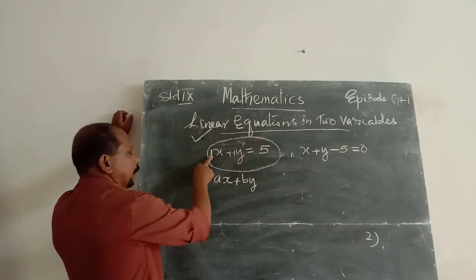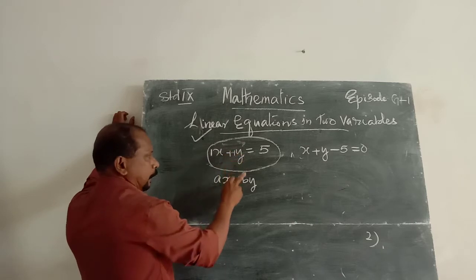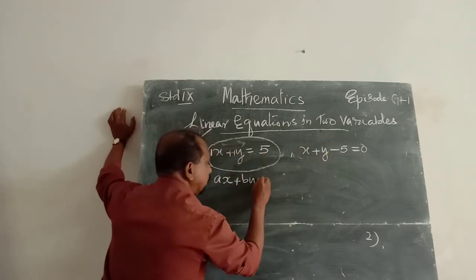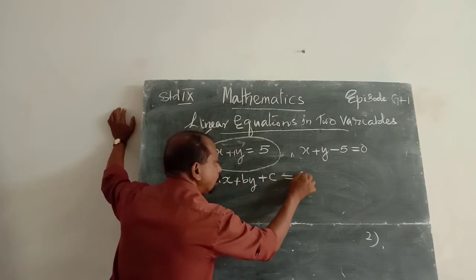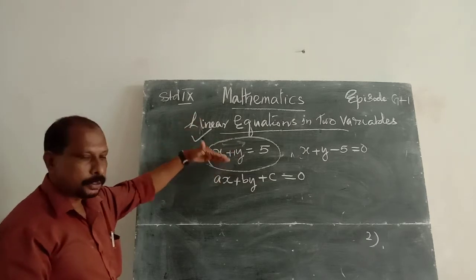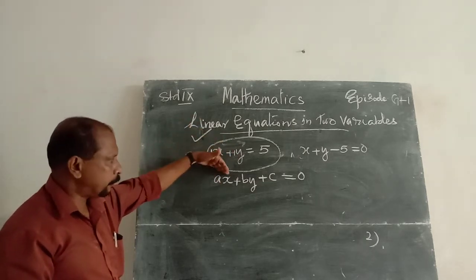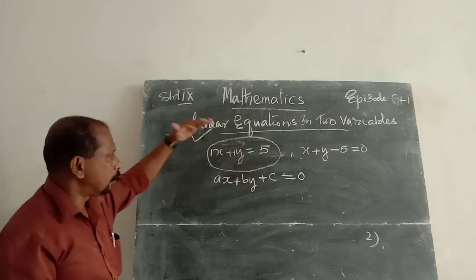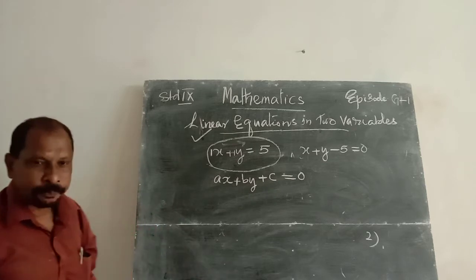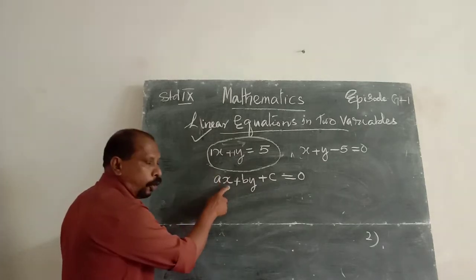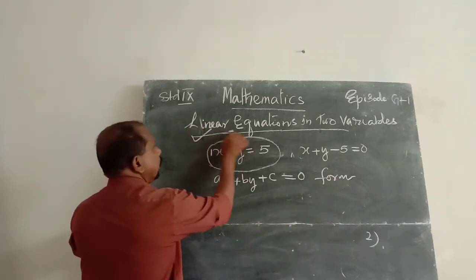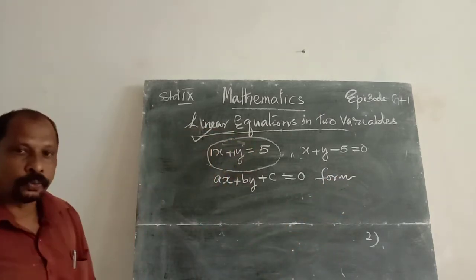Therefore, 1 is replaced by a, 1 is replaced by b, and minus 5, this 5 shifted to the left, is replaced by c, is equal to 0. This is an equation with the two variables x and y. The power of those variables is equal to 1. And ax plus by plus c is equal to 0 is the general form. Form means a form. General form of a linear equation in two variables.